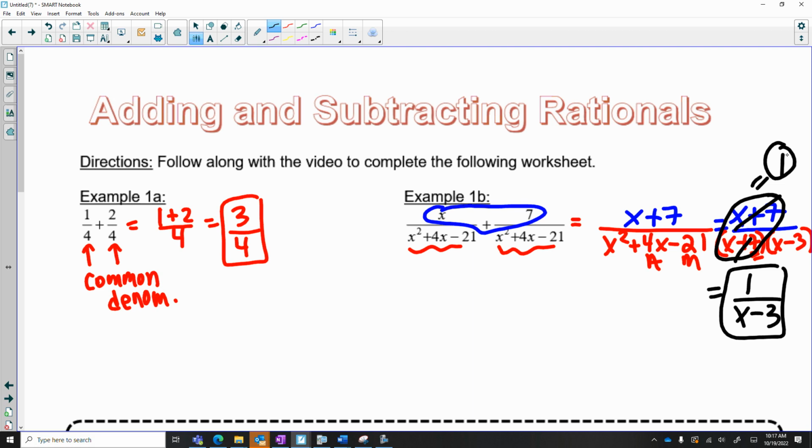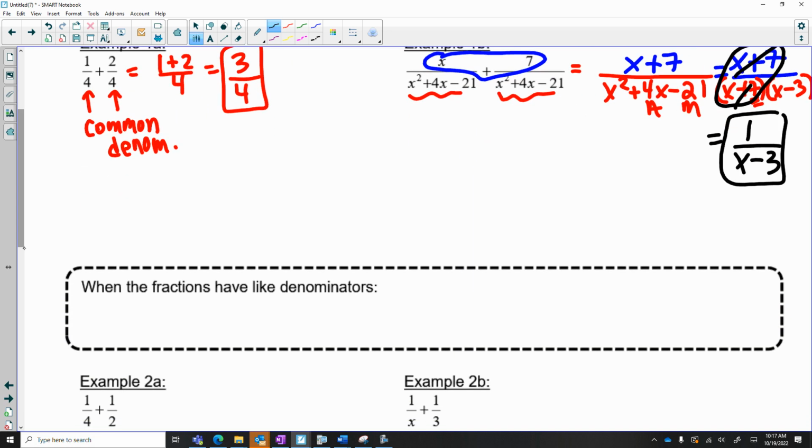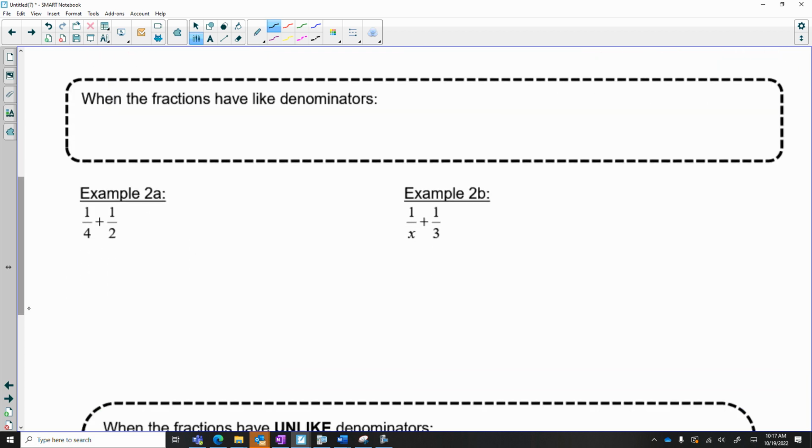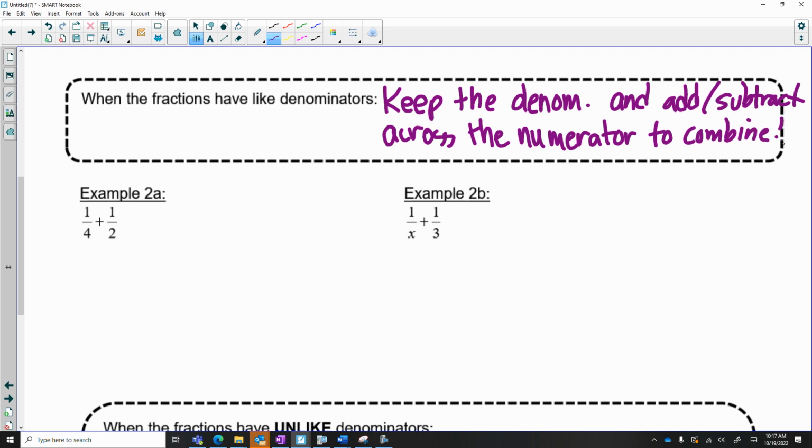So there you go. If you have the same denominator, it's pretty straightforward. Just keep the denominator and add or subtract across the numerator. That is what we're going to write down here. When fractions have like denominators, keep the denominators and add or subtract across the numerator to combine like terms. And then you would reduce if you have to. If you can reduce, you reduce. Okay, so keep the denominator and add or subtract across the numerator.